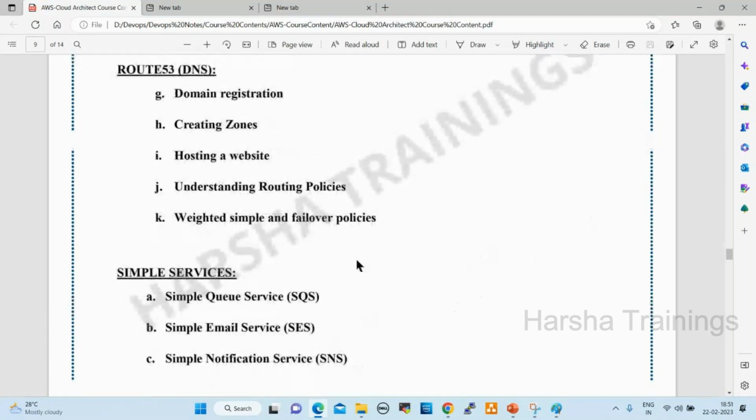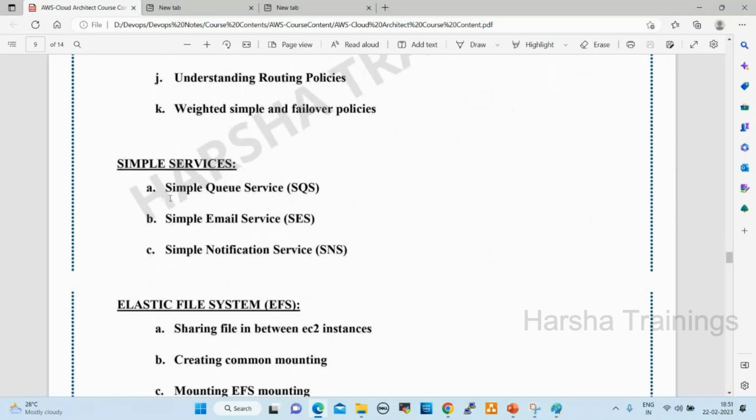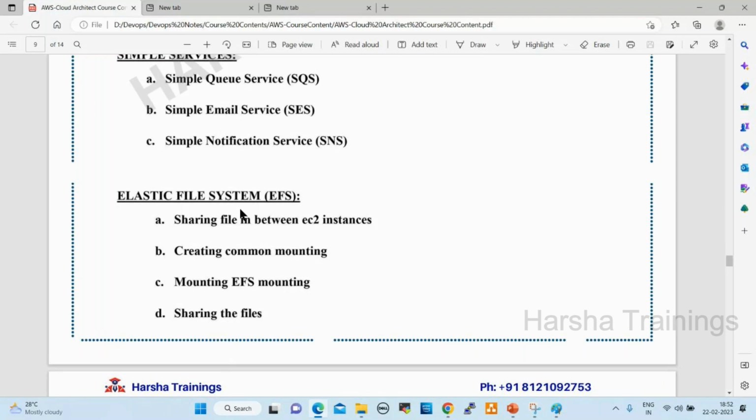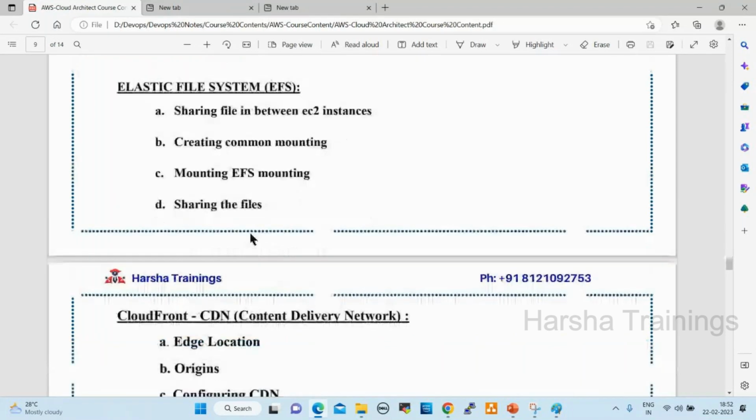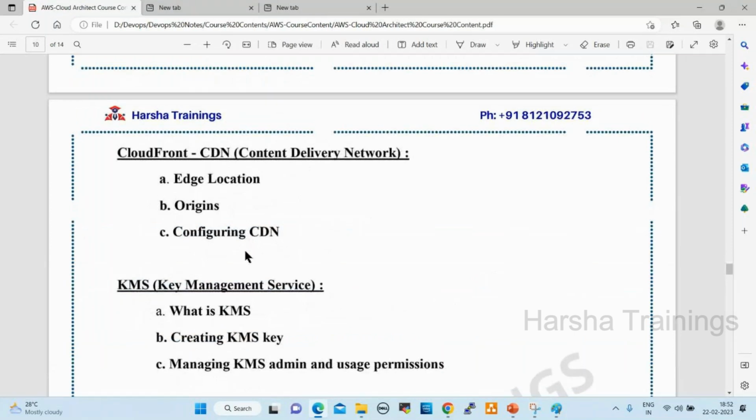And simple services: SQS, SNS, SES, three services are there. These are notification services. We'll do a deep dive. Then Elastic File System, which is one of the storage services. How can we work on this Elastic File System? CloudFront is also one of the available services.